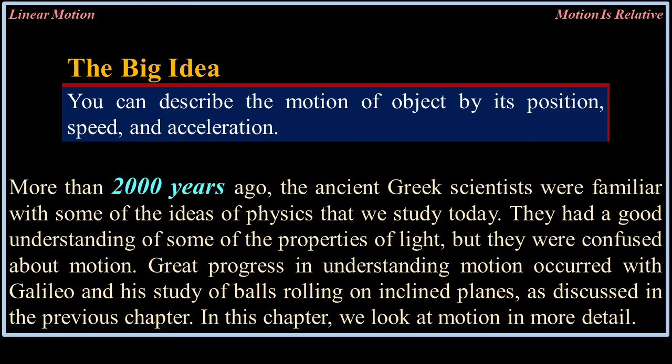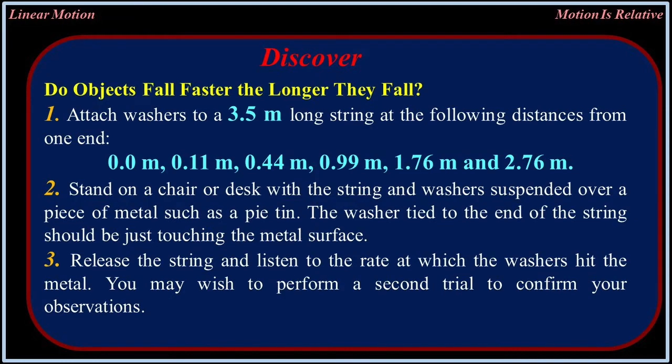More than 2,000 years ago, the ancient Greek scientists were familiar with some of the ideas of physics that we study today. They had a good understanding of some of the properties of light, but they were confused about motion. Great progress in understanding motion occurred with Galileo and his study of balls rolling on inclined planes, as discussed in the previous chapter. In this chapter, we will look at motion in more detail.